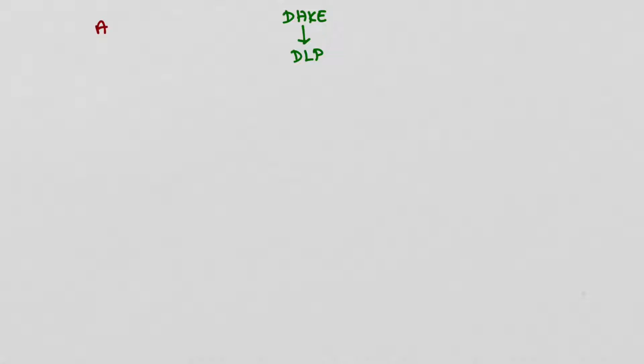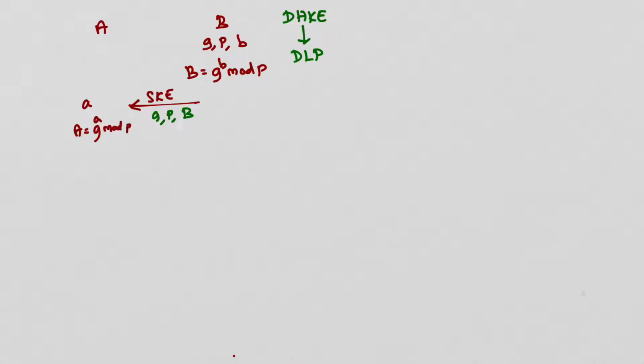We already know Alice and Bob. At the beginning, Bob generates two parameters called domain parameters, G and P, and he creates his own private key B. Then he calculates his public key using the formula G power B mod P. In the server key exchange message, he sends the three parameters G, P, as well as his public key B. Then Alice creates a private key, and she calculates her public key using the formula G power A mod P, and subsequently in the client key exchange message, she sends her public key A.